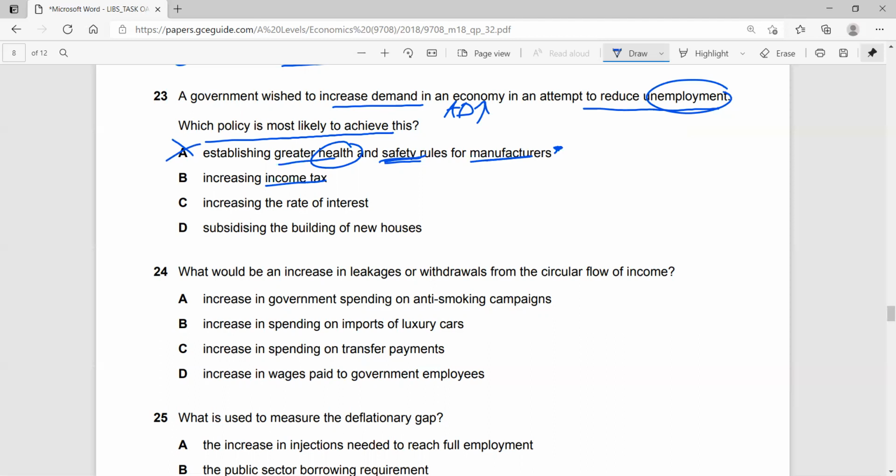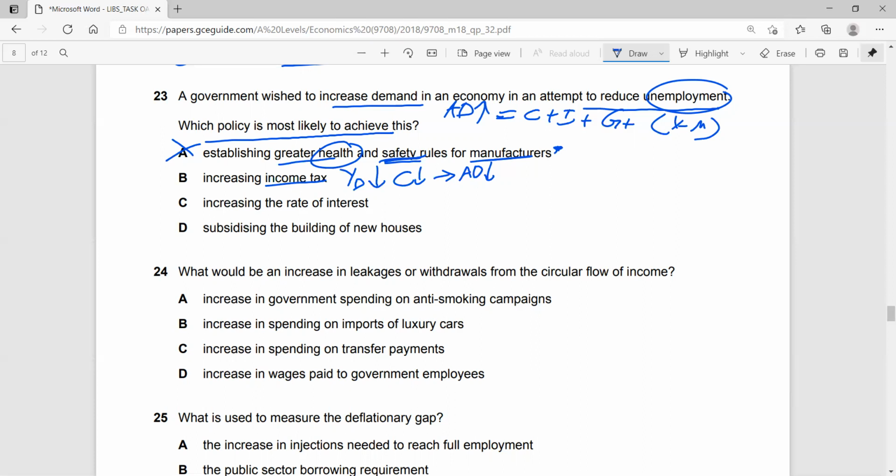If you are increasing income tax, you are reducing disposable income because more income is paid to tax. And if there's less income, there'll be less consumption, and thus less aggregate demand. So the opposite of what we're trying to achieve. Because aggregate demand is C plus I plus G plus X minus M. Right? So if C just decreases, AD will also decrease because you have less income.